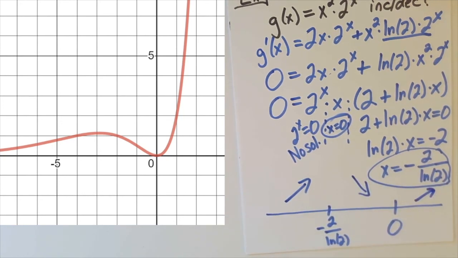it's increasing. All right, and so what does that give me? Well, that gives me that it's increasing from negative infinity to minus 2 over log 2. It's decreasing from negative 2 over log 2 to 0, and it's increasing from 0 out to infinity.